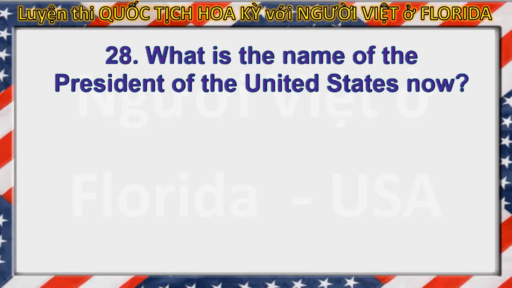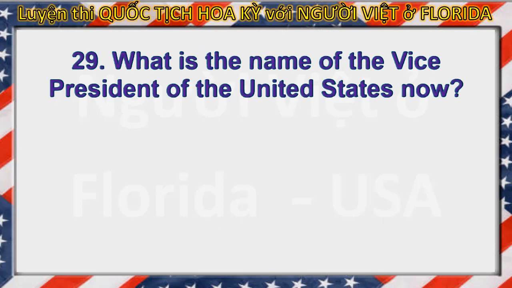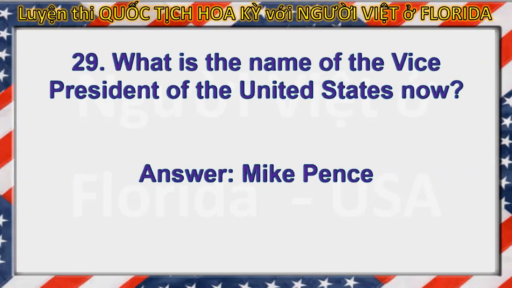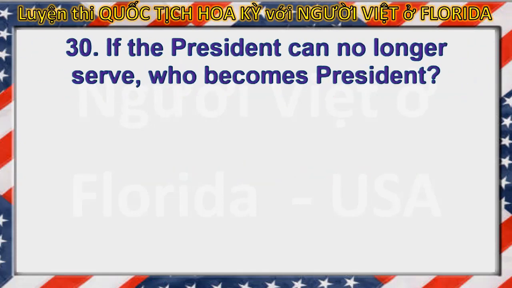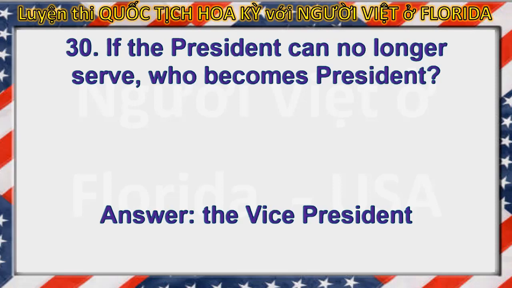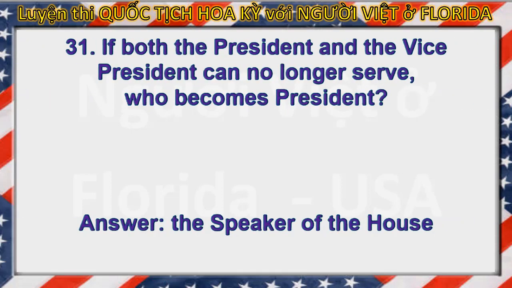What is the name of the President of the United States now? Donald Trump. What is the name of the Vice President of the United States now? Mike Pence. If the President can no longer serve, who becomes President? The Vice President. If both the President and the Vice President can no longer serve, who becomes President? The Speaker of the House.